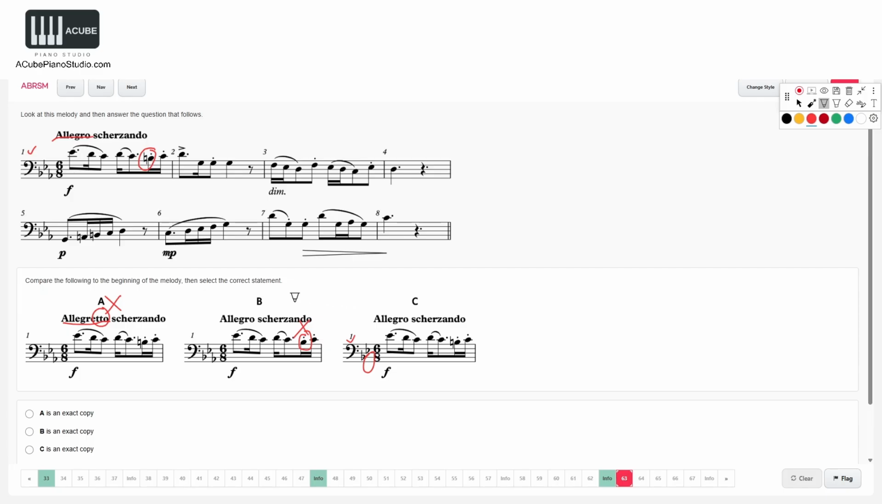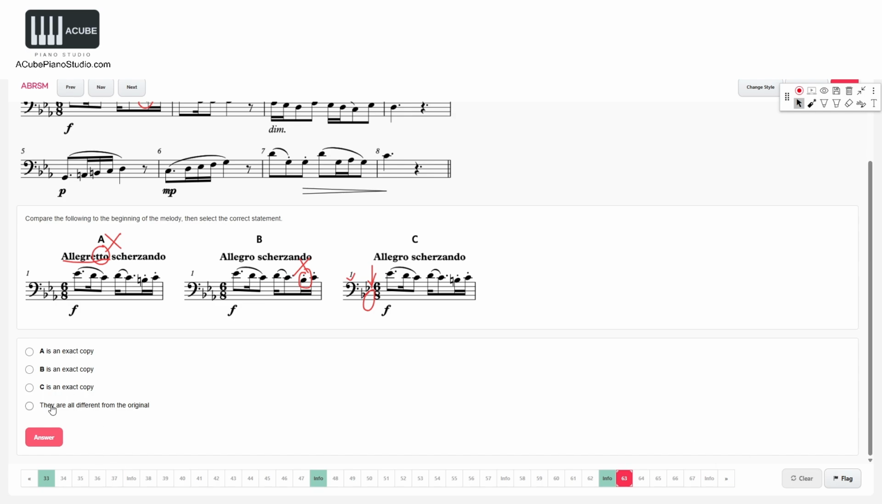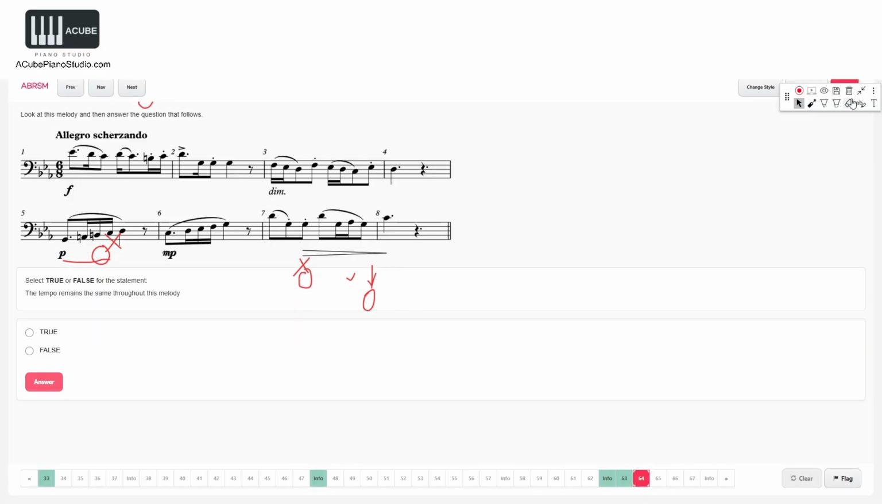If we move on to look at it, same time signature, 6/8 time. Next, the term is allegro crescendo, same. The notes, let's check. Same notes, then same articulation, F. But because it does not have the same key signature, C is also not the exact copy. So therefore, the answer is none of them. They are all different from the original. Okay? So this is the answer.